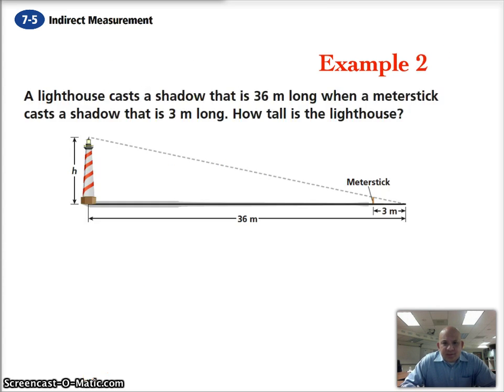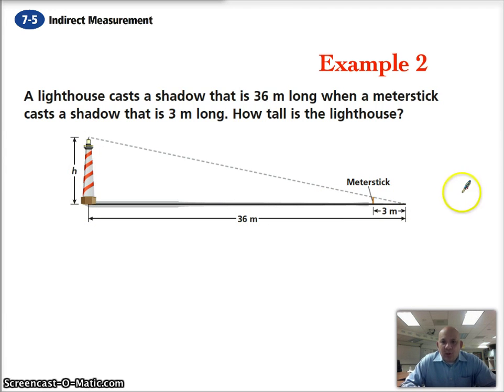Let's go to the next example. It's very similar. This time we have a meter stick and a lighthouse. A lighthouse casts a shadow that is 36 meters long, and a meter stick that casts a shadow that is 3 meters long. So here we have a meter stick casting a shadow that's 3 meters long, and the lighthouse casting one that is 36 meters long. How tall is the lighthouse?